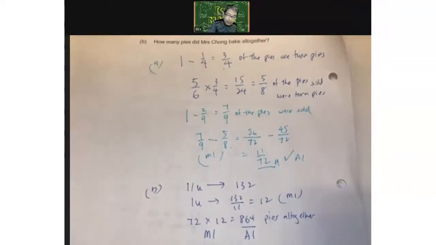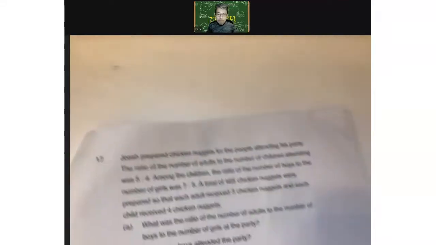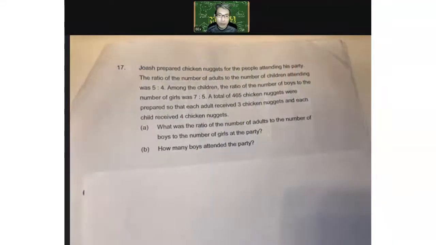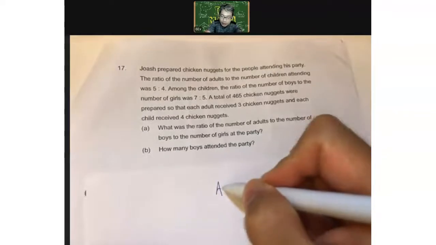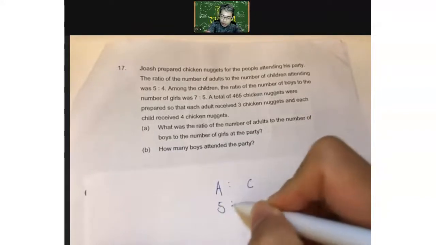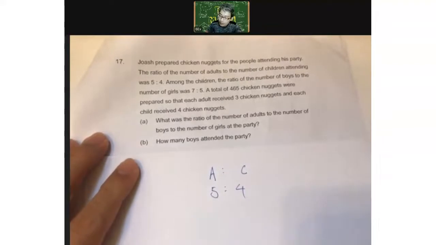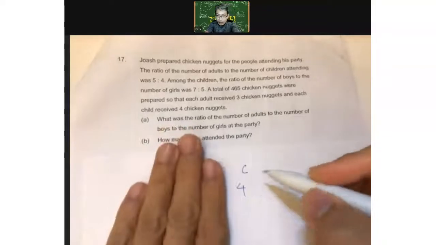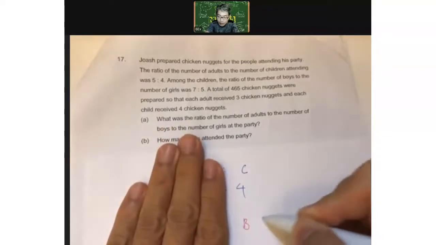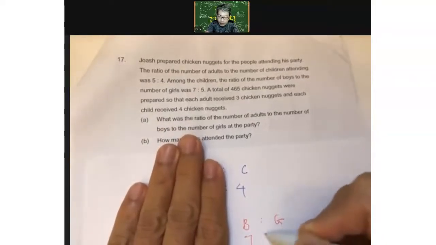Now we go on to the last question. Joash prepared chicken nuggets for people attending his party. The ratio of the number of adults to the number of children attending was 5:4. And we were also told that among the children, the ratio of the number of boys to the number of girls was 7:5. So under children, I just look at this part. Children are divided into boys and girls in the ratio 7:5.